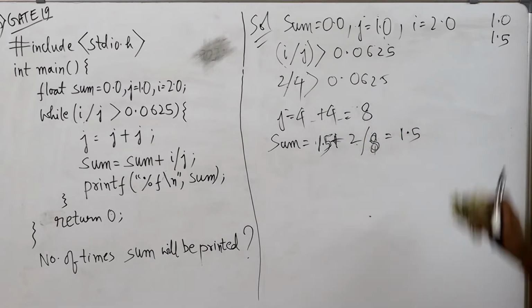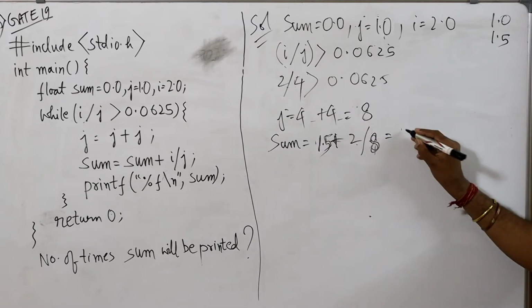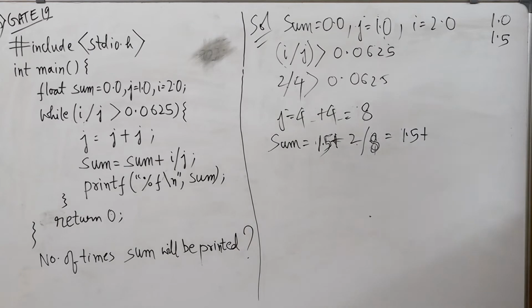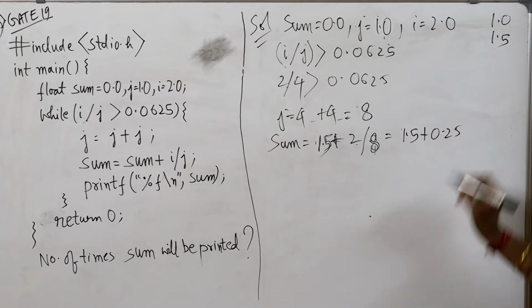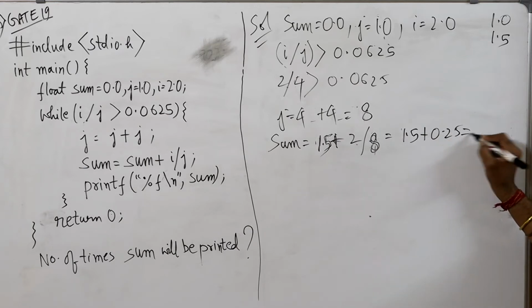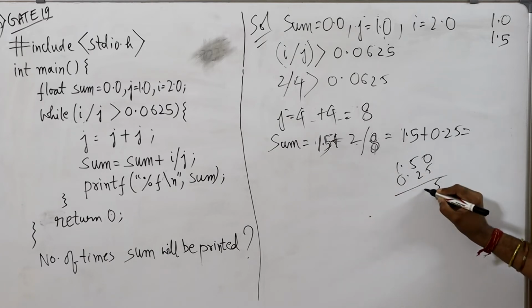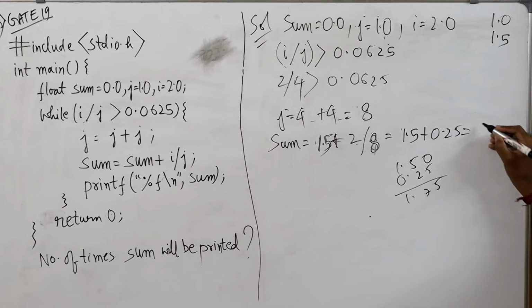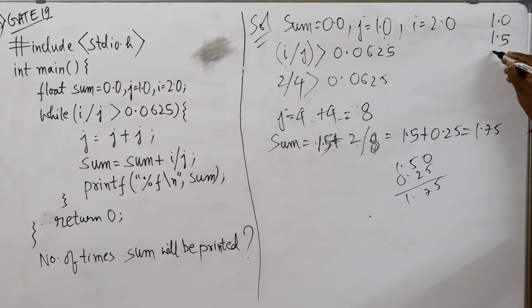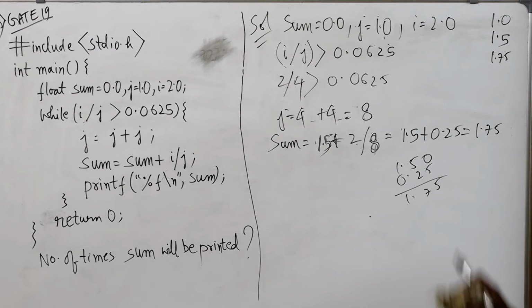Fine. So just calculate it and see what value you are getting. 1.5 plus, what is 2 by 8? 2 by 8 is 1 by 4. So what is 1 by 4? 1 by 4 is 0.25. So what value are you getting? Just calculate it: 1.5 plus 0.25 is 1.75. Okay. So 1.75, and after this, just print the value 1.75. So till now you see the while loop has been executed 3 times. The value of sum has been printed thrice.